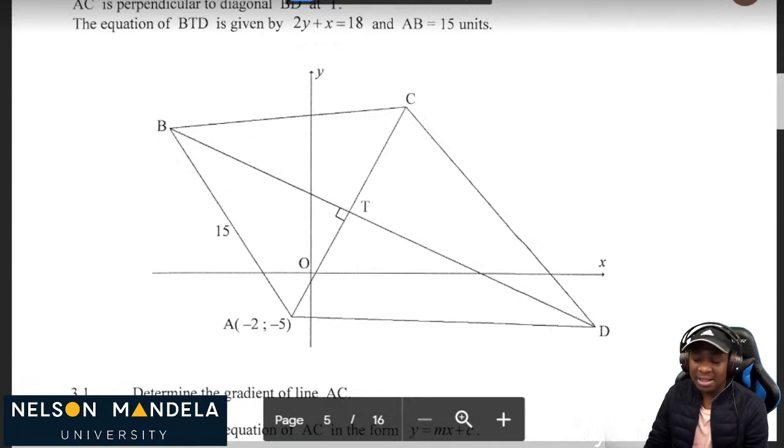So how do we determine the gradient? Since we are given 2y plus x is equal to 18, we know that an equation must always be y equals mx plus c. So let's make y the subject of the formula.